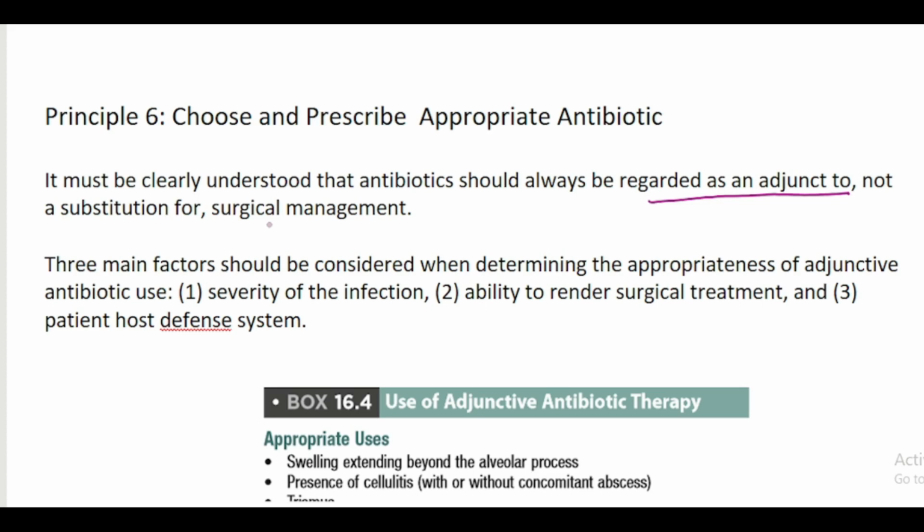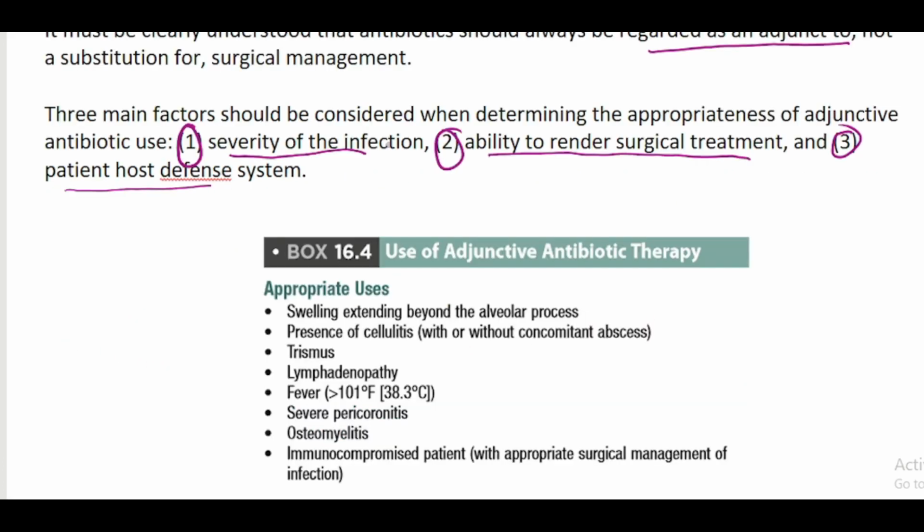Now, three main factors should be considered when determining the appropriateness of adjunctive antibiotic use. We have to keep three things in mind for the proper use of antibiotic, and these are severity of infection, the second is ability to render surgical treatment, and the third is patient's host defense system. When the infection is so severe that it is extending beyond the alveolar process, that means this is severe infection. In that case, we'll use adjunctive antibiotic.